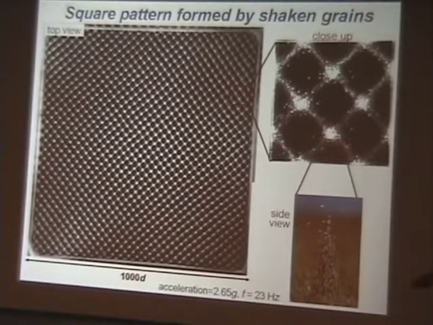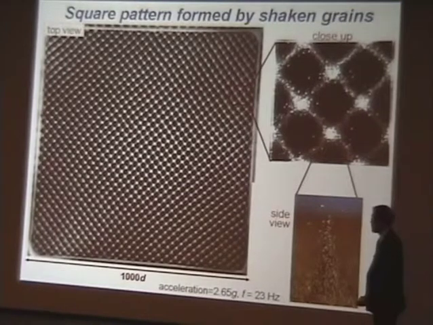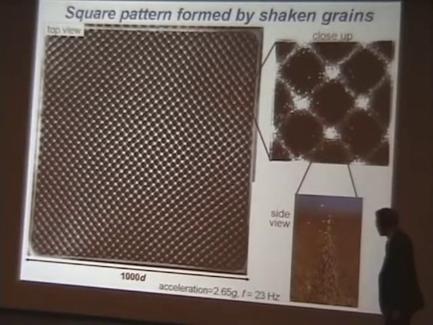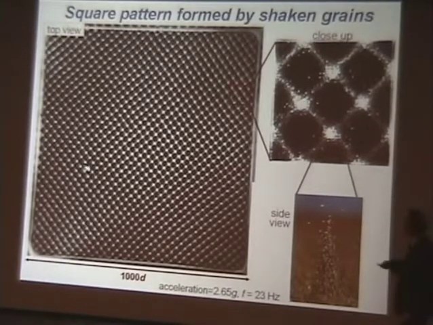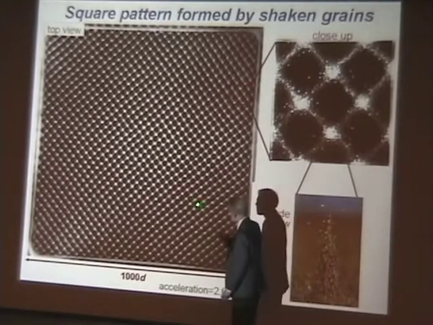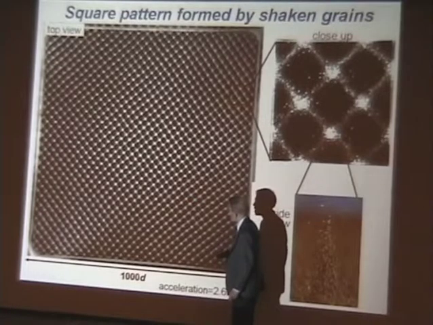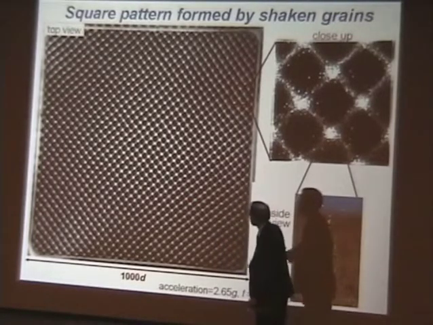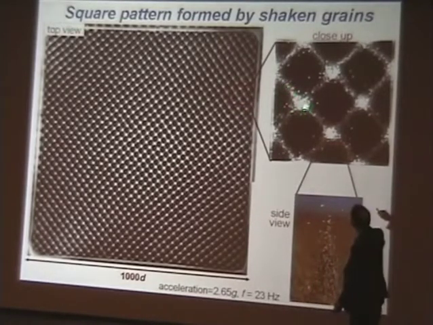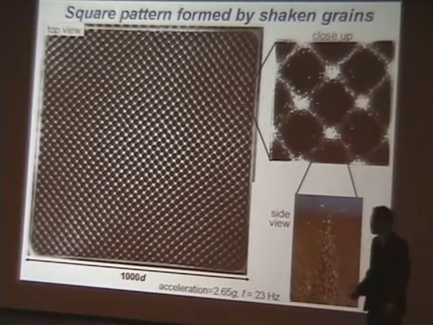Now, if we take a big system and look from above, as I just mentioned, and shake it with a certain frequency, 23 times per second, and with the amplitude of shaking, which is 2.6 times the gravitational acceleration, we get this very nice pattern. One of these dots here has maybe 100 or 500 grains of sand. So you don't see the individual grains of sand, but if you take a small region and blow it up, you can see the individual grains in this pattern. Very beautiful pattern.